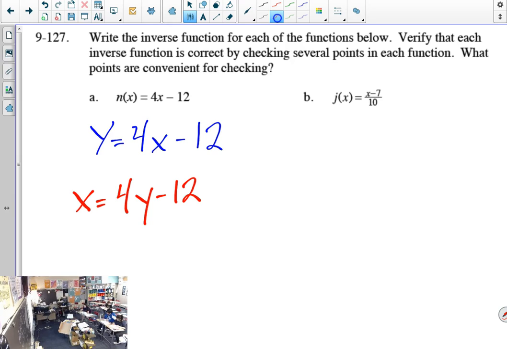So make sure that you're paying attention. The order is real easy to get tripped up. What should the inverse function of n of x be?